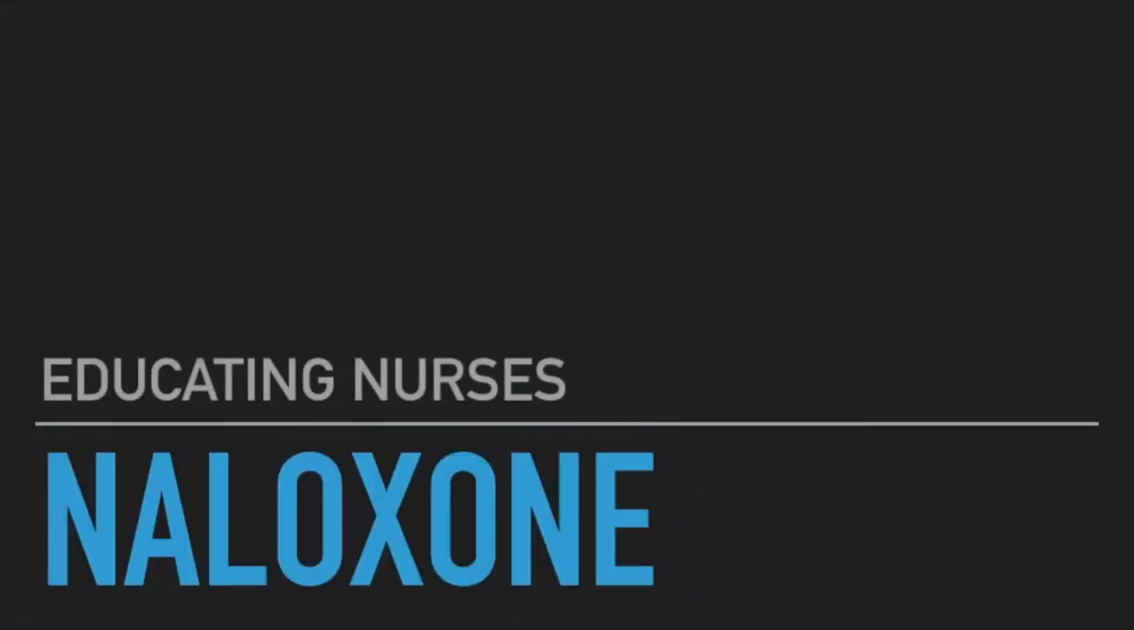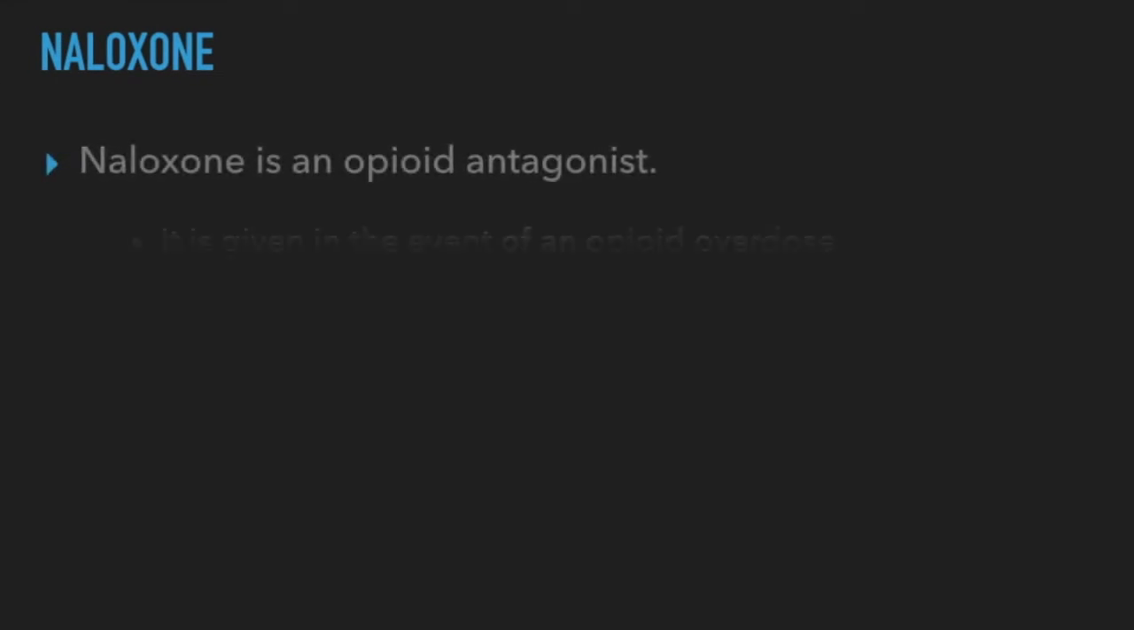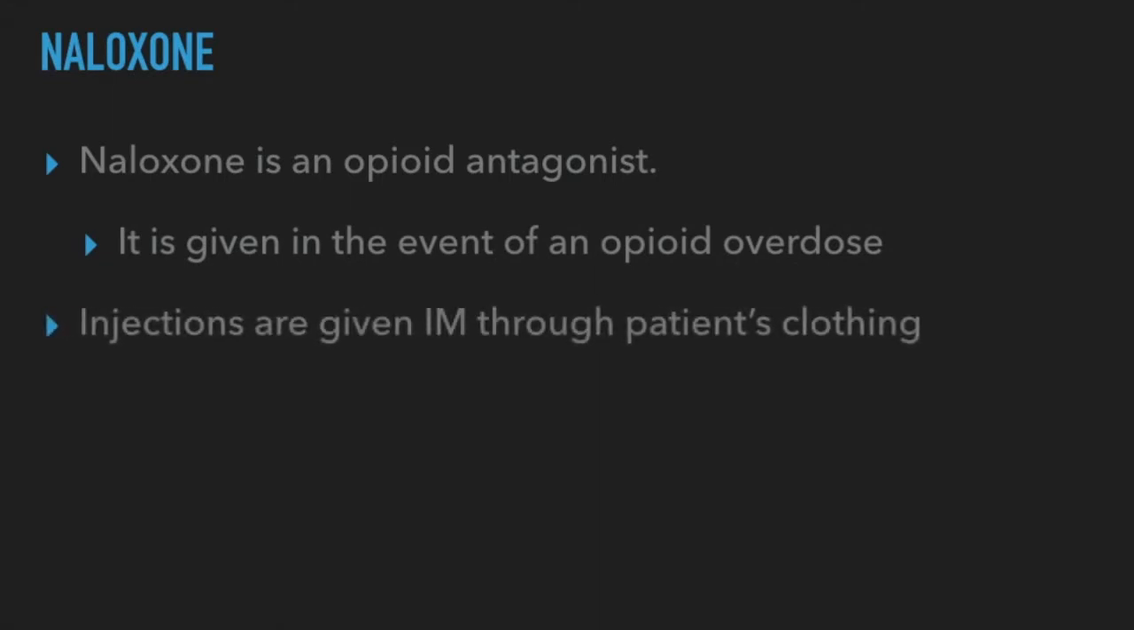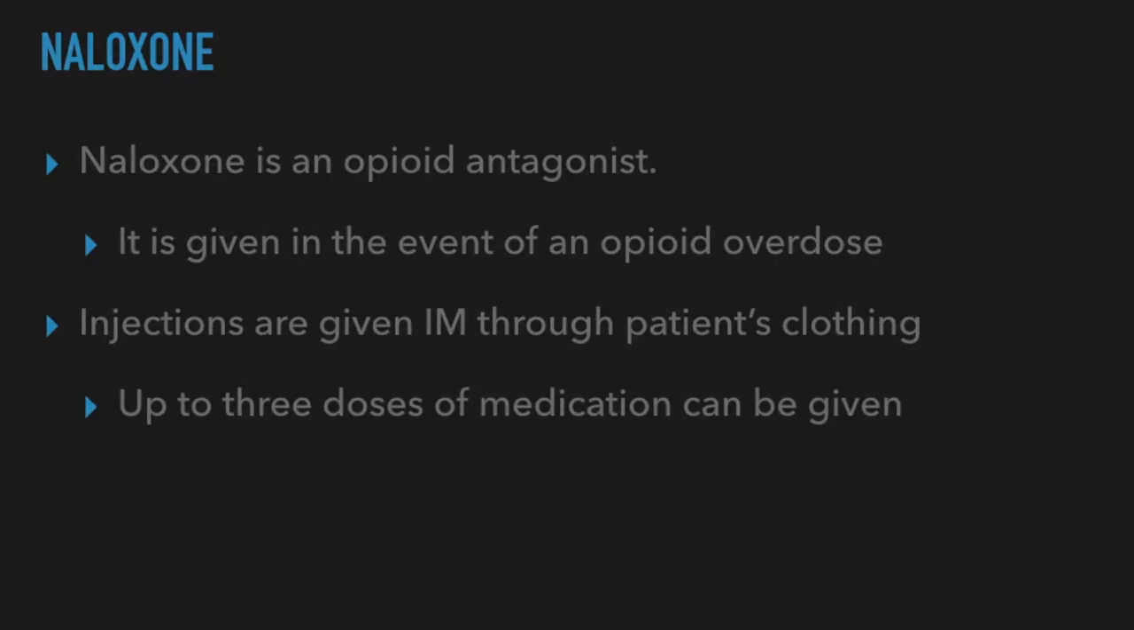Educating nurses. Naloxone. Naloxone is an opioid antagonist. It is given in the event of an opioid overdose. Injections are given IM through patient's clothing, and up to 3 doses of medication can be given.